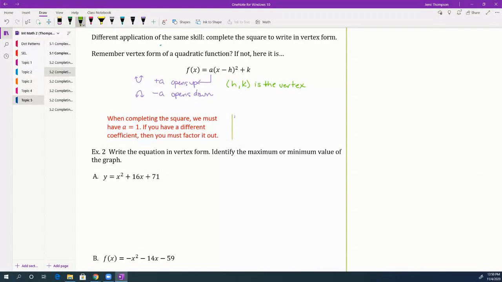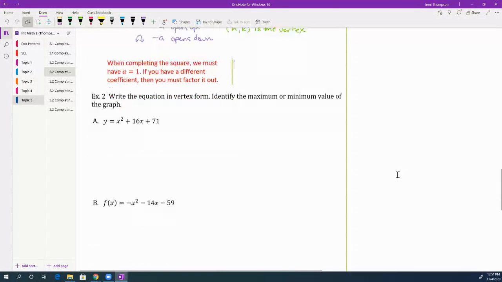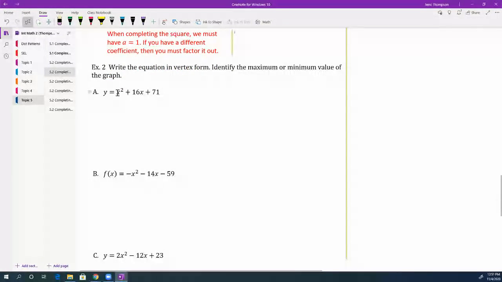And there's a warning note in red. Remember, when completing the square, you must have a equals 1. If you have a different coefficient, then you must factor it out first. So if you look ahead at example 2, A, B, and C: in A, I have an a value of 1. In B, I have an a value of -1. In C, I have an a value of 2.